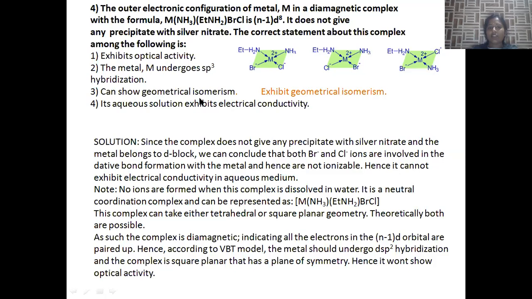And the next is geometrical. There is a possibility of geometrical isomerism because we can change the position of these functional groups around the central metal. These are the three possible geometrical isomers for the given complex, that is metal, NH3, EtNH2, Br and Cl. Aqueous solution exhibits electrical conductivity. There is no provision for electrical conductivity as all the ligands are within the sphere. There is no free ion. Within the sphere, ions may not conduct electricity. That's why the only correct option is exhibit geometrical isomerism. Option number 3 is the correct answer.